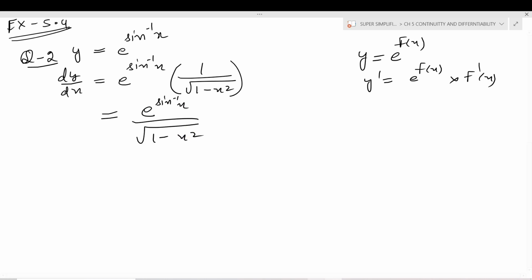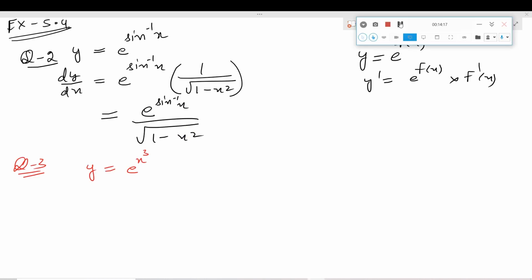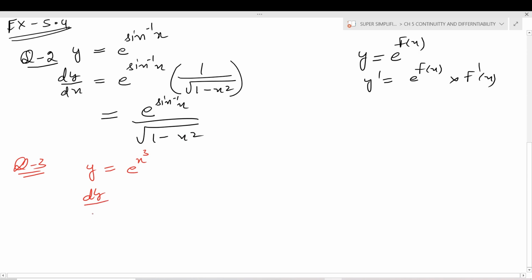So this is the answer: e raised to the power sin inverse x upon square root of 1 minus x square. Now question number 3: y is equal to e raised to the power x cube. So dy by dx is going to be, again you have e raised to the power f(x), where f(x) is x cube. So its derivative will be e raised to the power x cube only, multiplied by the derivative of x cube. The derivative of x cube is nothing but 3x square. So this is the answer: 3x square into e raised to the power x cube.